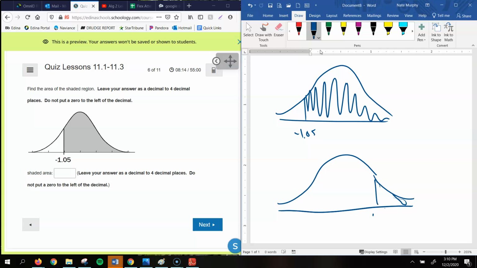And so if we were to flip that around and put 1.05 over here, there we go. So to the left of 1.05 and to the right of negative 1.05, those are the same shaded regions. That is the same area. And so all I have to do is look on my table now, find 1.05 in my table. And when we do that, 1.05 is 0.8531. So if that area is 0.8531, this area is also going to be 0.8531 because they're the same thing, just a mirror image.